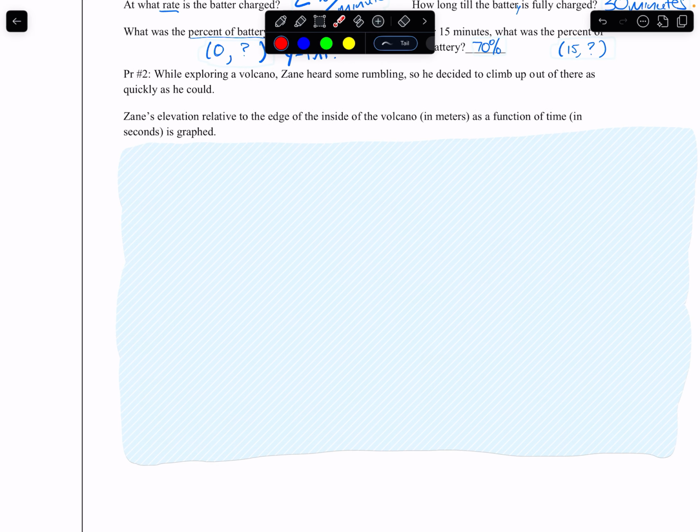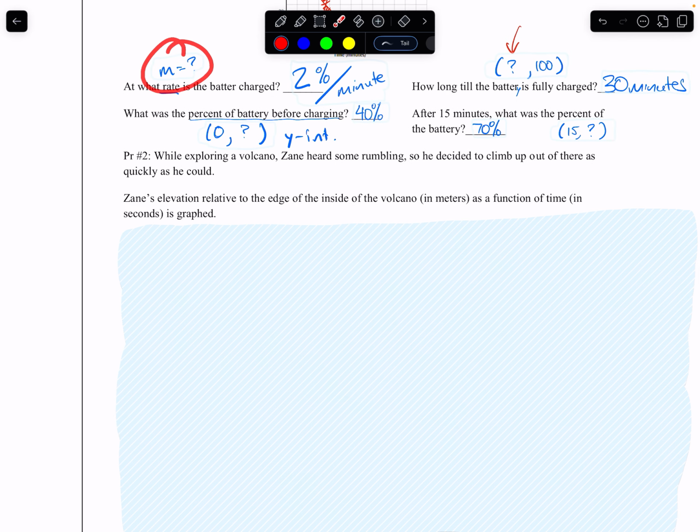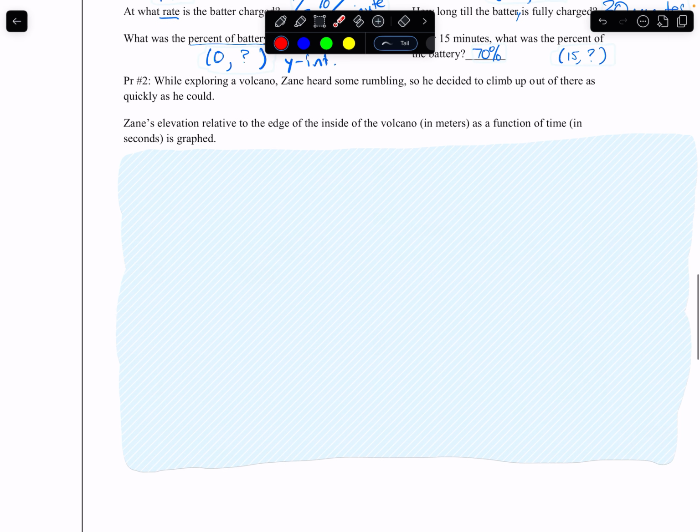Go ahead and try it for problem 2. Again, please make sure to write down what you think each question is asking in terms of slope or x or y coordinates, things like that, and then come back and check your work when you're finished.